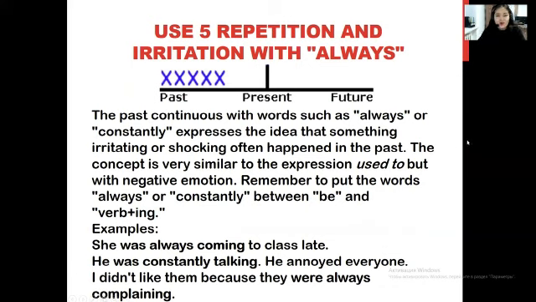The past continuous with words such as always or constantly expresses the idea that something irritating or shocking often happened in the past. The concept is very similar to the expression used to, but with negative emotion. Remember to put the words always or constantly between be and verb plus ing. Examples: She was always coming to class late. He was constantly talking. He annoyed everyone. I didn't like them because they were always complaining.